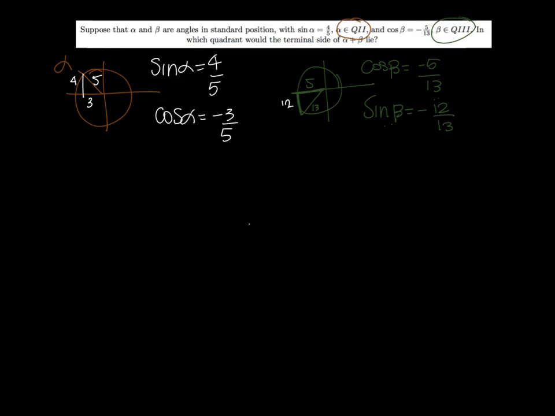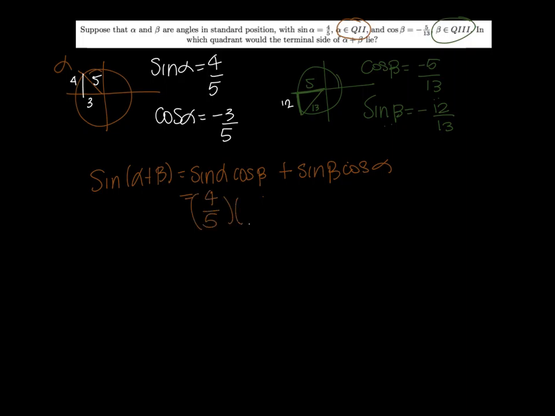So let's start then with determining the value of sine of alpha plus beta. So going back to the one that we just worked on, remember, this is going to be sine alpha times cosine beta. We keep our plus sign, and then we find sine beta cosine alpha. We already have the values available to plug in, so we get 4/5 times negative 5/13 plus negative 12/13 times negative 3 over 5.